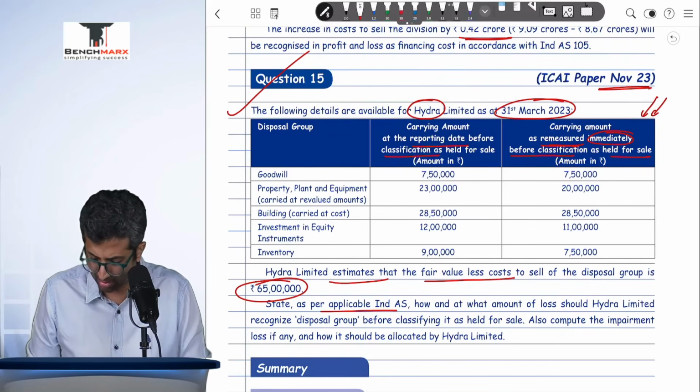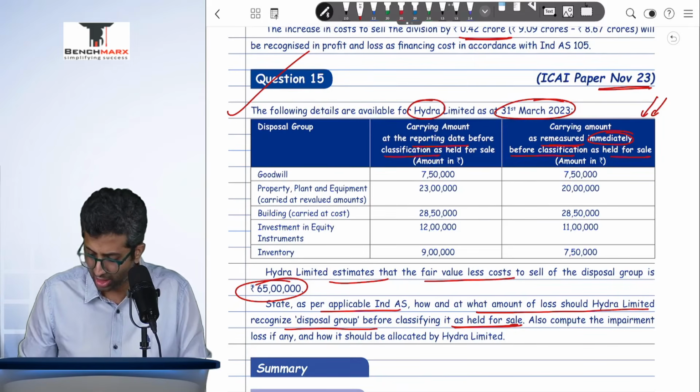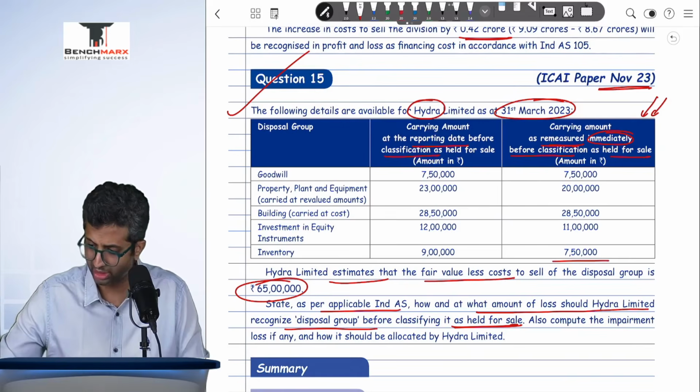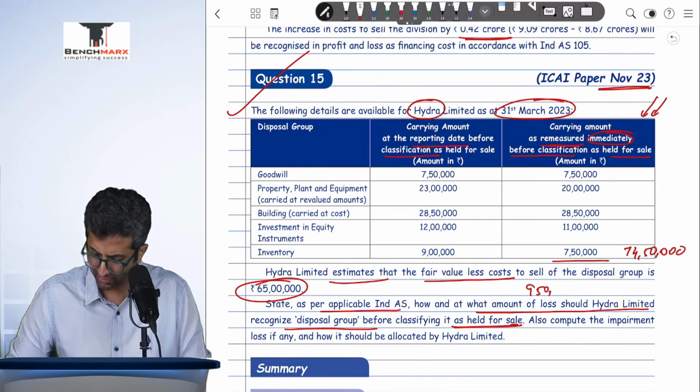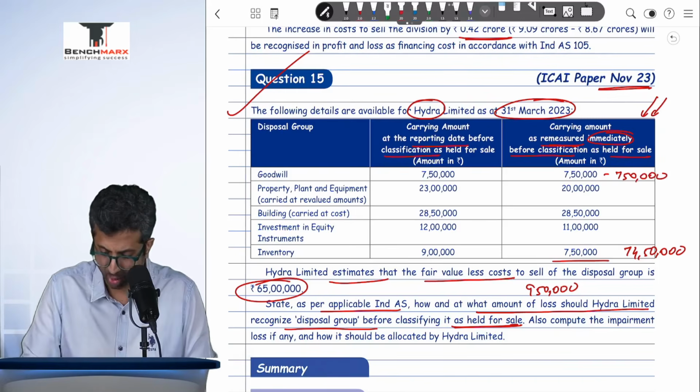State as per applicable Ind AS how and at what amount the loss should be recognized as disposal group as per held for sale classification. In this case, if I total up everything, 750, 20 lakhs, 2850, 11 lakhs and 750, so this is I think 74 lakh 50. You compare this with 65 lakhs and hence the difference comes to I think 9 lakh 50. So write off is 9 lakh 50, out of which first you will adjust against goodwill 7 lakh 50. This is clear. Now the remaining 2 lakhs, ideally this is a problem in my opinion over here.